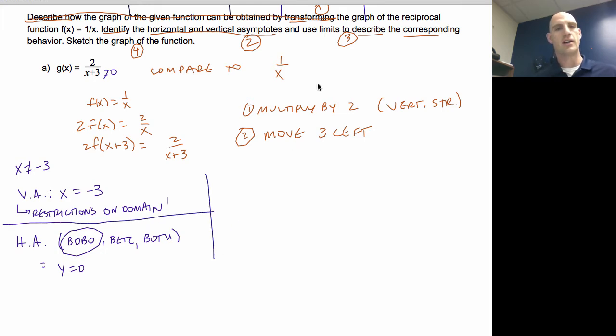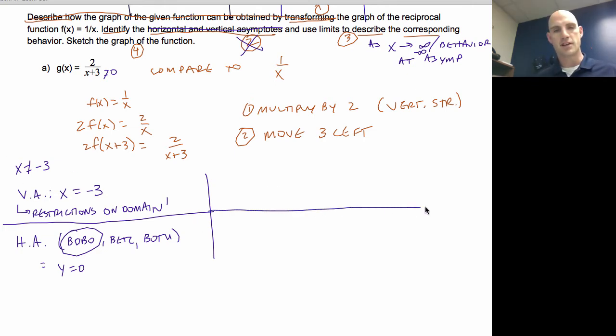Okay, so now I did that: identify the horizontal and vertical asymptotes. Now I need to use the limits to describe the corresponding behavior, meaning as it approaches the asymptotes. So behavior as x approaches infinity or negative infinity, and also behavior at asymptotes. Okay, so let's check it out.